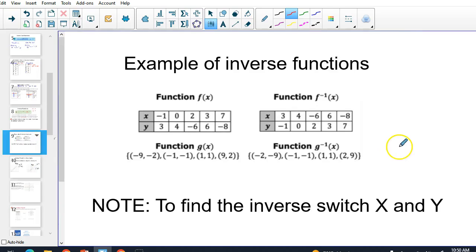Okay, so let's look at some examples. Since the domain and range switch, to find the inverse function, you switch the x and y value. Okay, now, if we look at function f of x here, its inverse is f to the negative 1. What happened is if I have two functions, if x is their input, y is their output, you're switching the x and the y. All of my x values here became my y values.